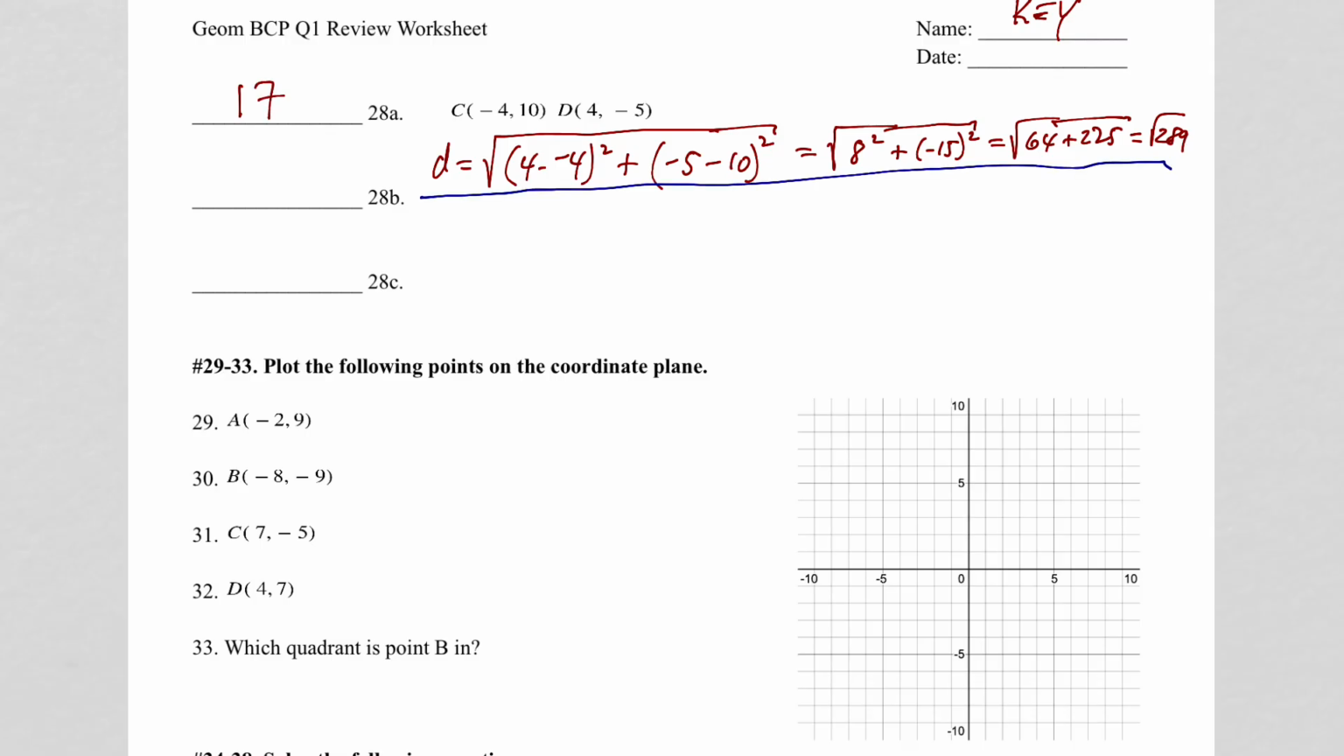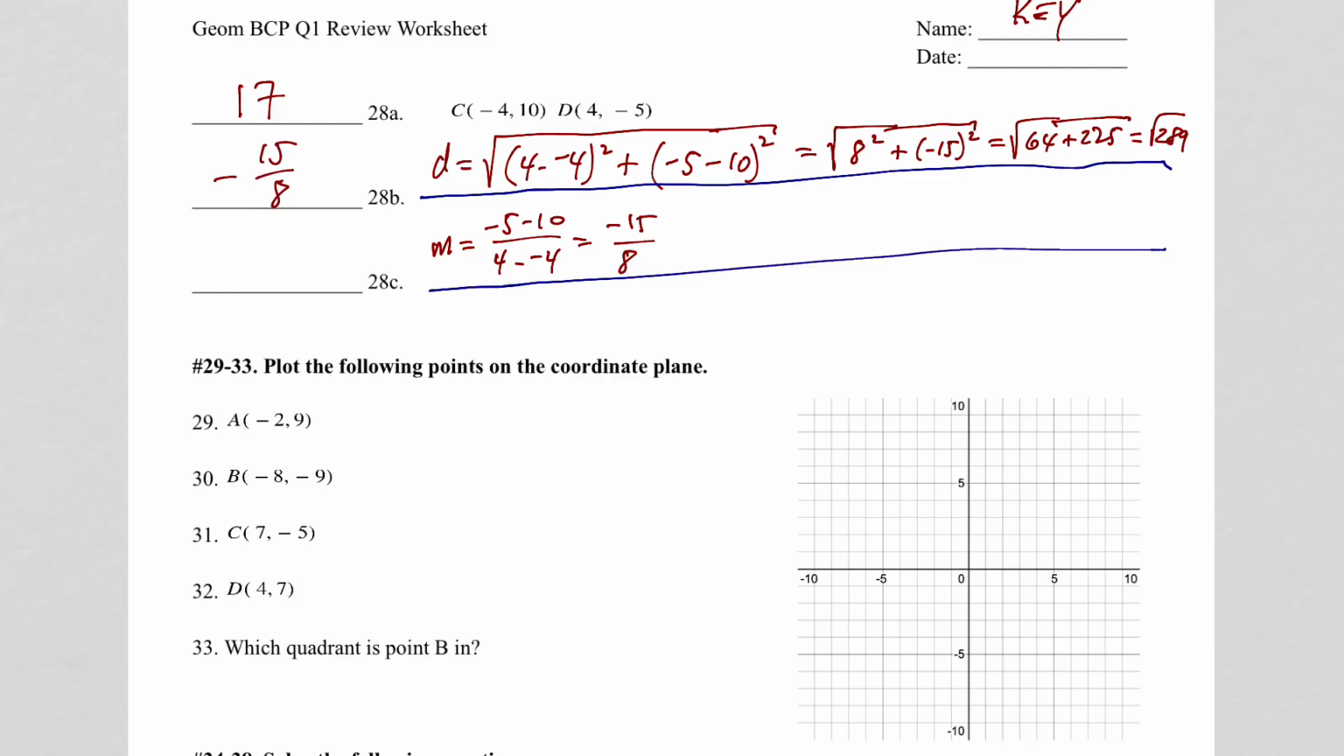The slope of these is y2 minus y1, which is negative 5 minus 10, over x2 minus x1, which is 4 minus negative 4. This is 8. And finally, the midpoint, the x value of the midpoint is adding the x's, negative 4 plus 4 over 2. So that's a 0. And the y value of the midpoint is adding the y's, 10 plus negative 5 over 2, which is 5 over 2.